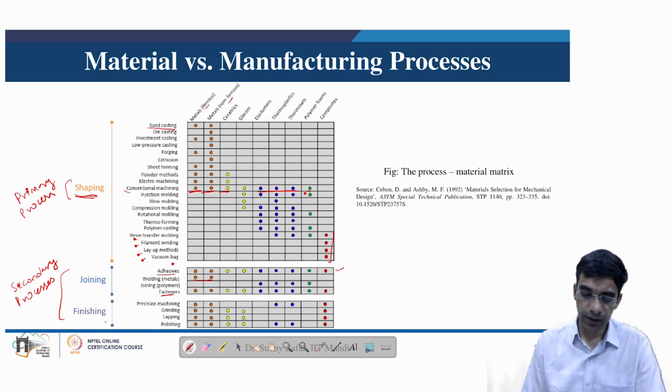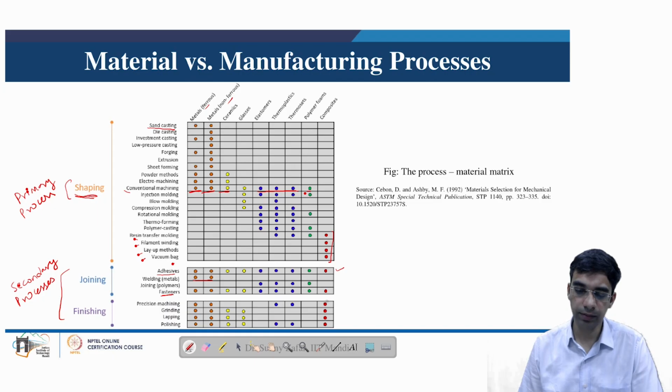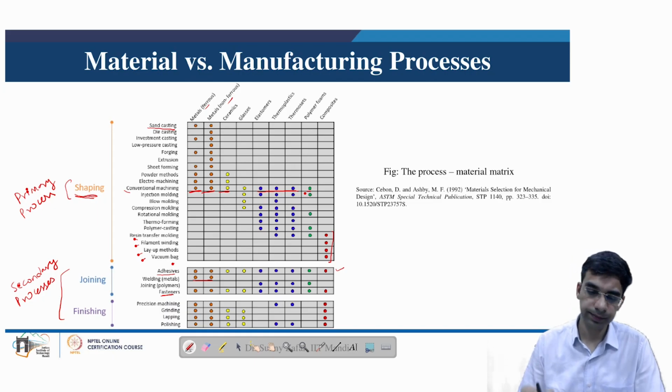Then we have finishing processes where we want to improve the surface finish. So in this we have precision machining, grinding, lapping and polishing processes. Again, some processes are more suitable for metals and some other processes are only suitable for, say, polymers or ceramics, etc.